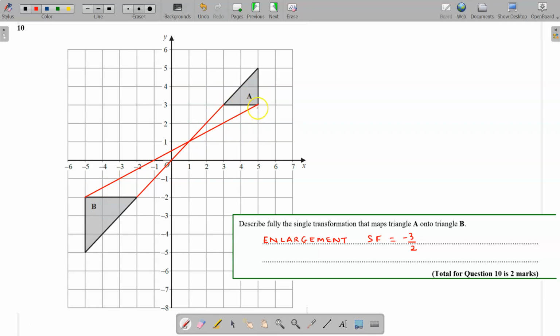It was 2 across, it's now 3 across. It was 2 high, it's now 3 high. It's 1.5 times bigger, or 3 over 2 times bigger. And the center of enlargement is the point through which those ray lines cross or meet. And that is the point with coordinates 1, 1. So you need the description word, you need the scale factor, and you need the center of enlargement.